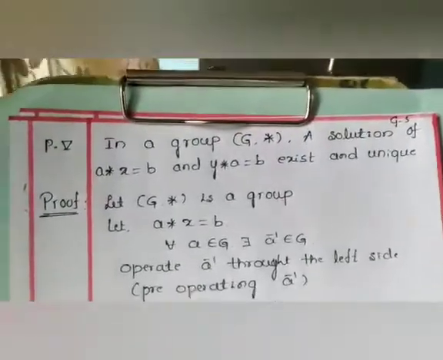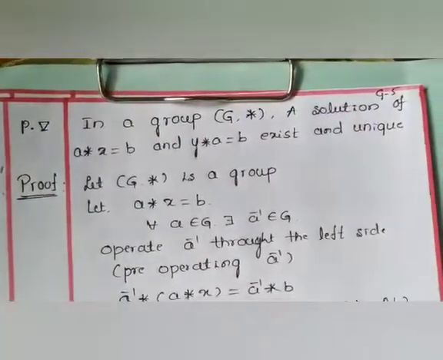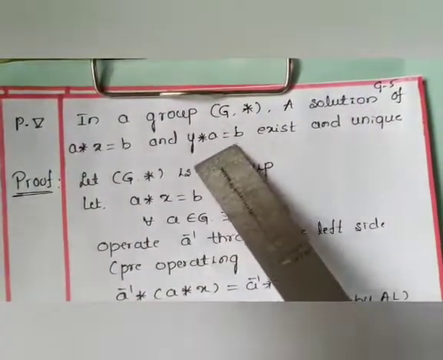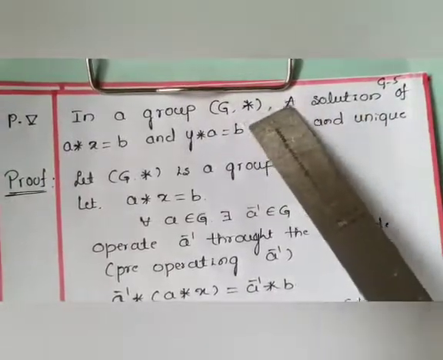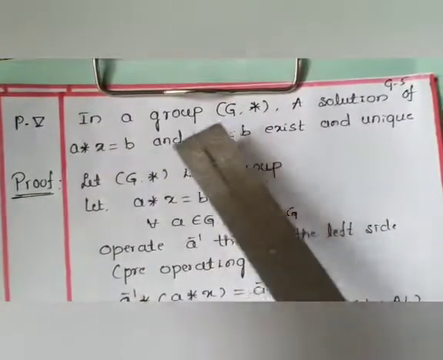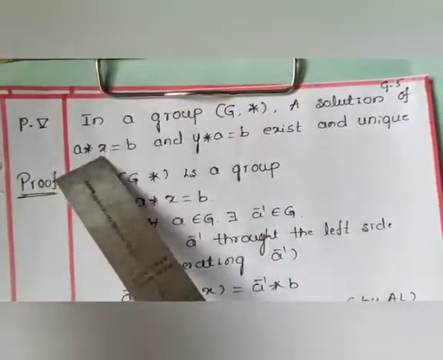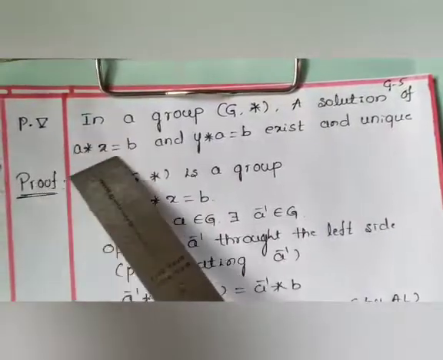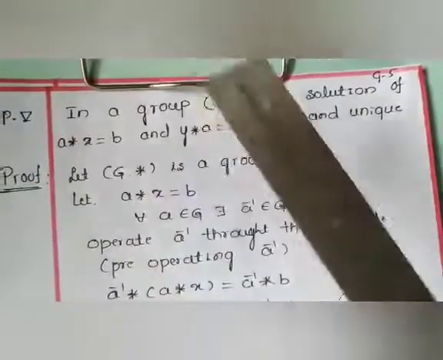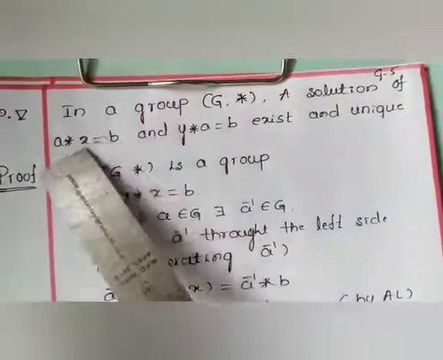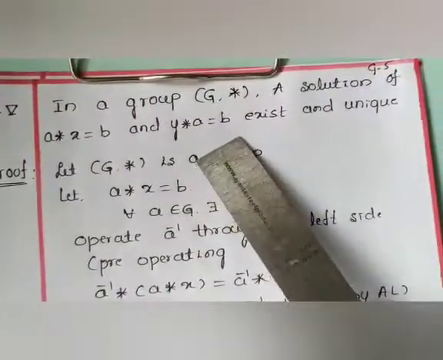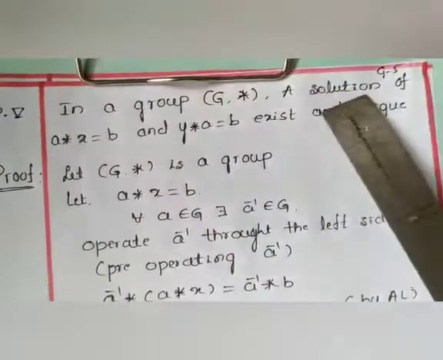Okay, property number 5 now. In a group (G, *), a solution of A star x equal to B and y star A equal to B exists and is unique. Solution of means these are the given equations, A star x equal to B and y star A equal to B. If A star x equal to B is the equation, it means we have an answer for this one. That will say that a solution of A star x equal to B exists and is unique. That means it is a linear equation, and x has only one value, which is to be proved, that is unique. y star A equal to B also has a solution and it is unique. How to prove the result?